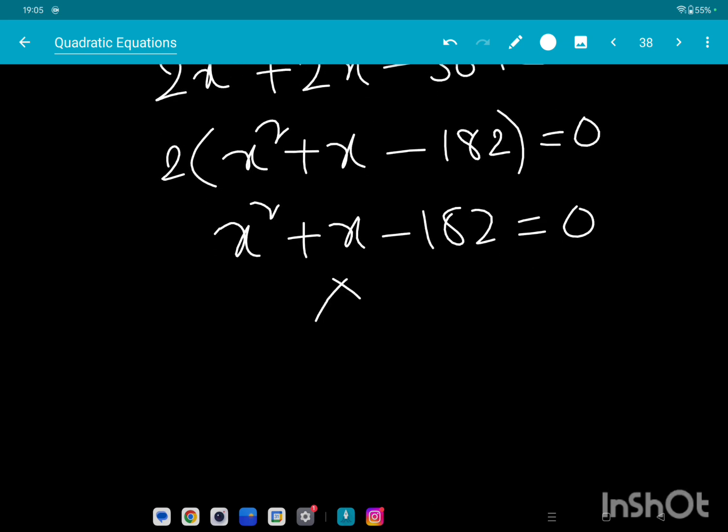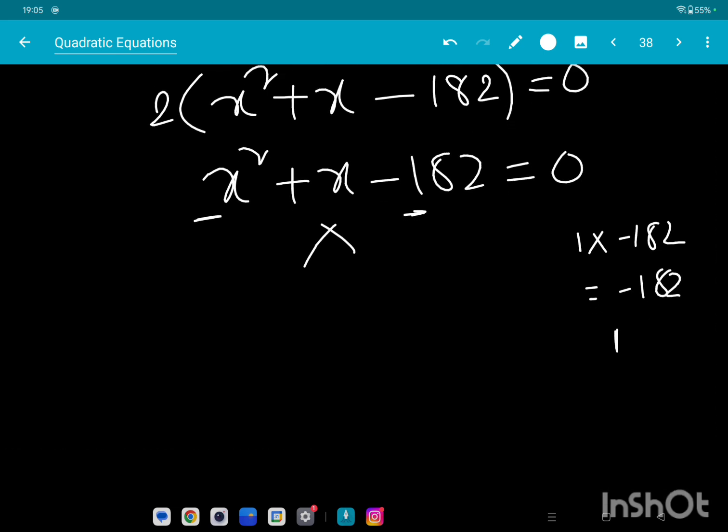Now we need to do the factorization. First I will multiply the first and last terms. Minus 182. What is the product here? Minus 182. Now I need to split the middle term. What is the middle term? 1 here. I need to split the middle term into two numbers whose product should be equal to minus 182. So can I write it as 14 and minus 13, as we already did in the previous problem? Here one is positive and one is negative. We can do it according to our problem.